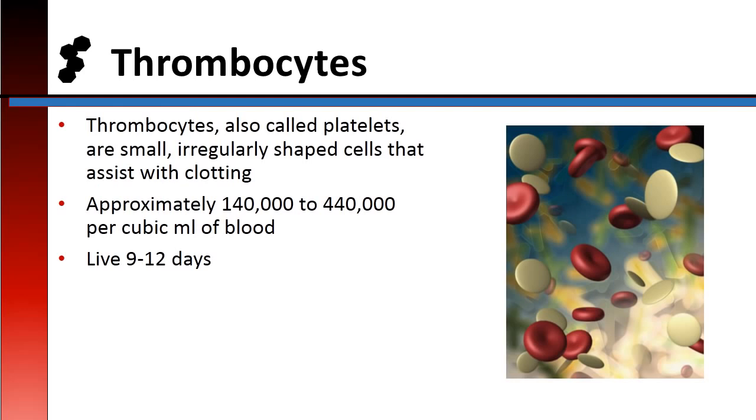The third type of blood cell is a thrombocyte. A thrombocyte, also called a platelet, is a small, irregularly shaped cell that assists with clotting. There are approximately 140,000 to 440,000 per cubic milliliter of blood, and on average they live 9 to 12 days.